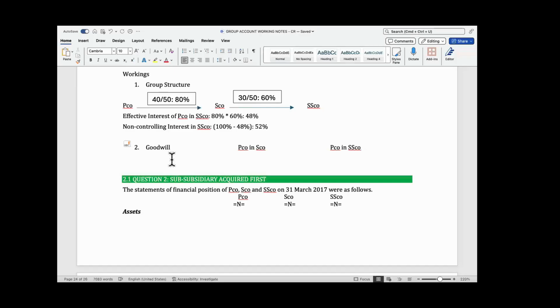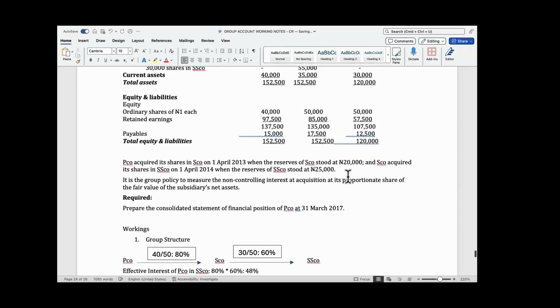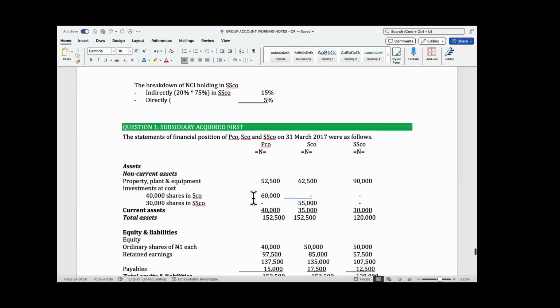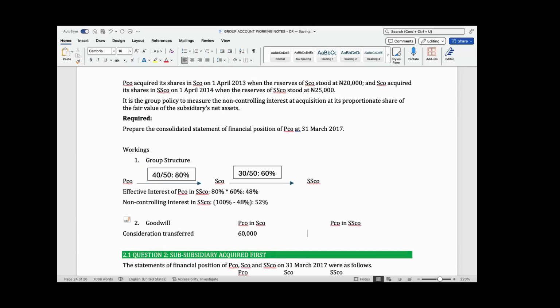Now, back to cancellation. I will need to identify the consideration transferred, because that's what I want to cancel out against the equity of the investee. How much did the parent pay to acquire his 80% holding in the subsidiary? I was given in the statement of financial position as 60,000. So I have 60,000 here. Also, how much did the parent pay to get the 48% holding in SSCO?